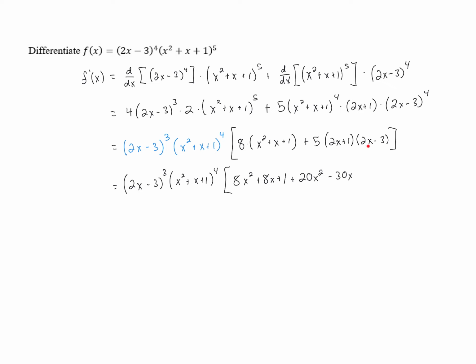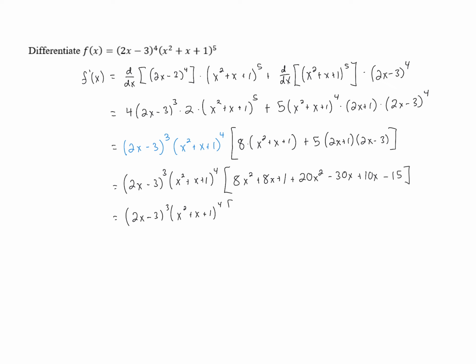For the inner terms, 1 times 2x is 2x. And when we multiply that by 5, that gives us 10x. And then the last terms, 1 times negative 3 is negative 3. But if we multiply that by 5, that gives us negative 15. And then we can combine like terms in the brackets. So we've got 2x minus 3 cubed times x squared plus x plus 1 to the 4th.